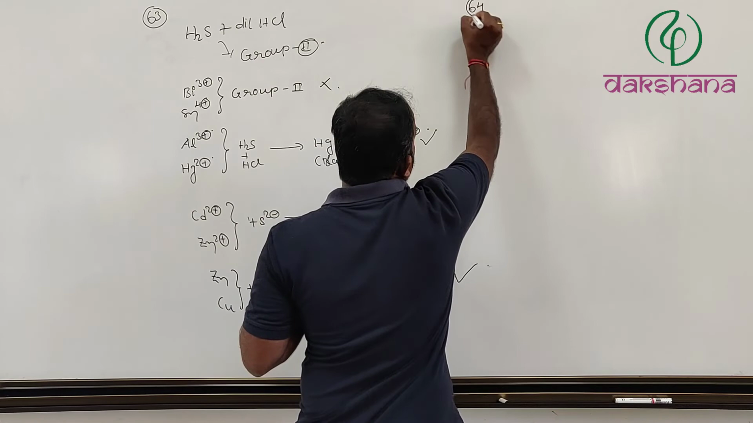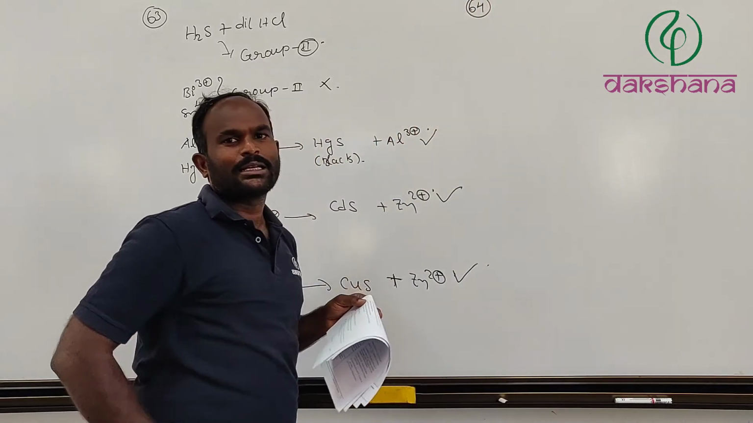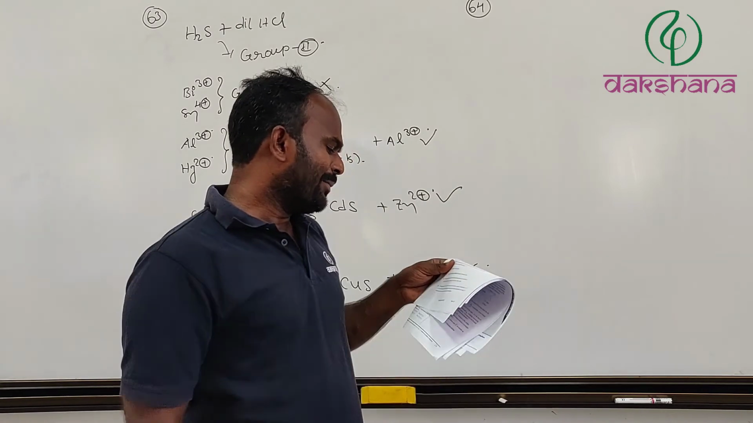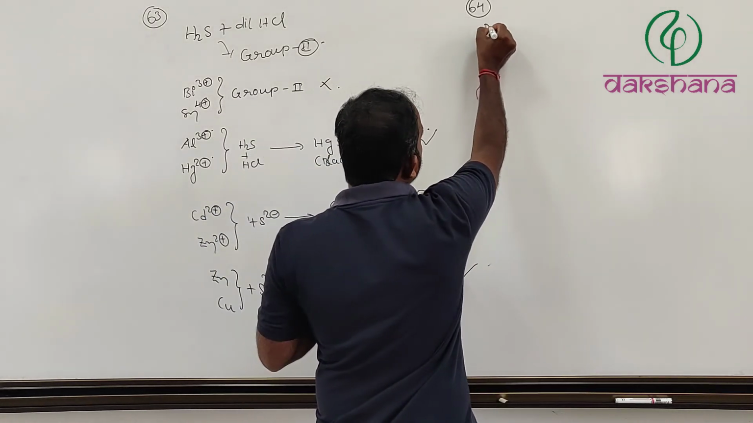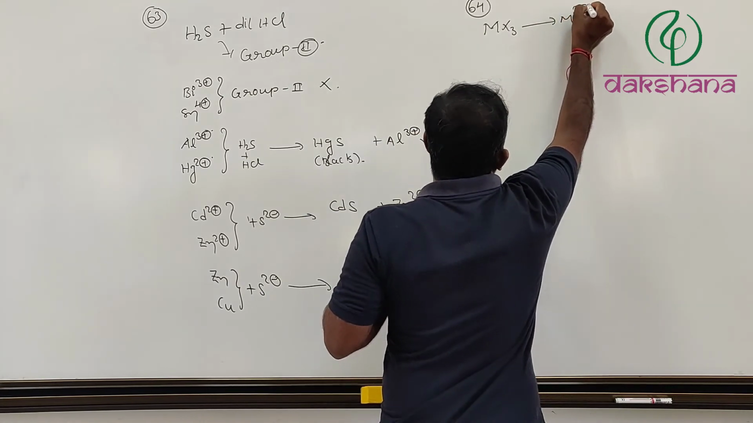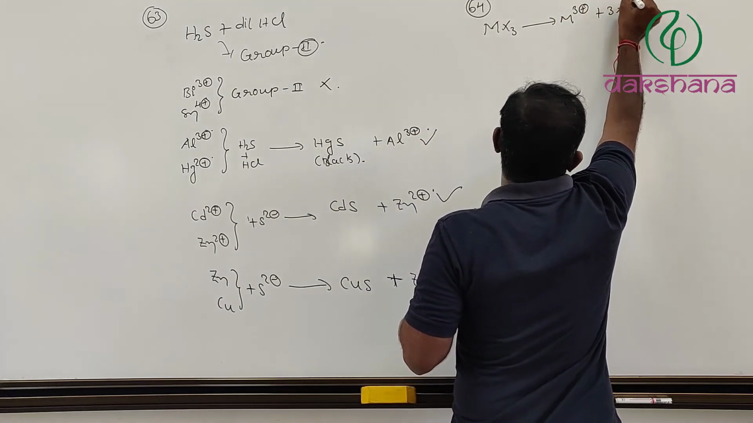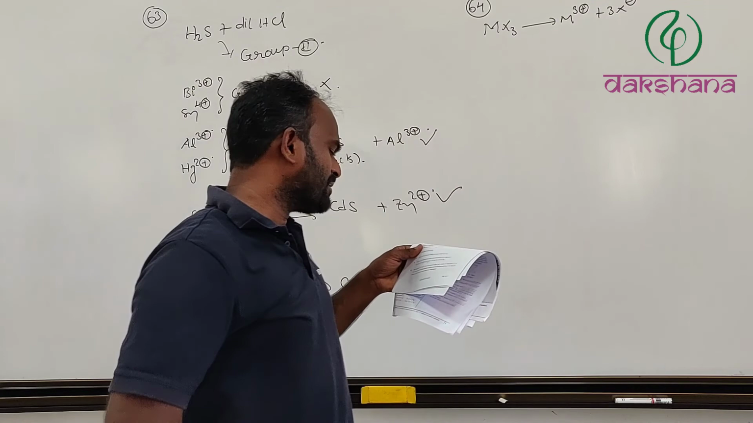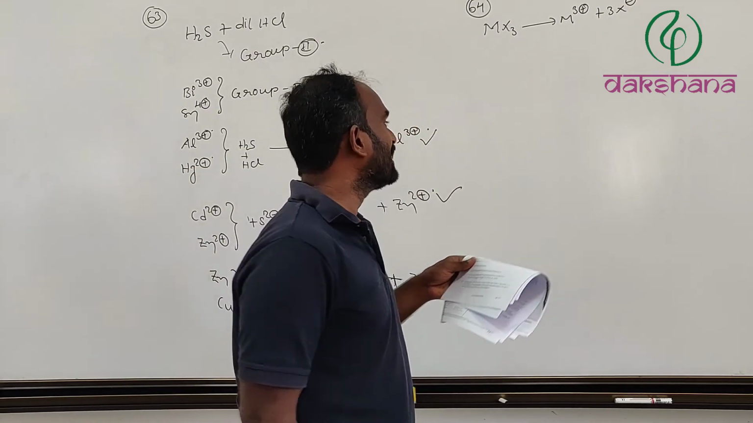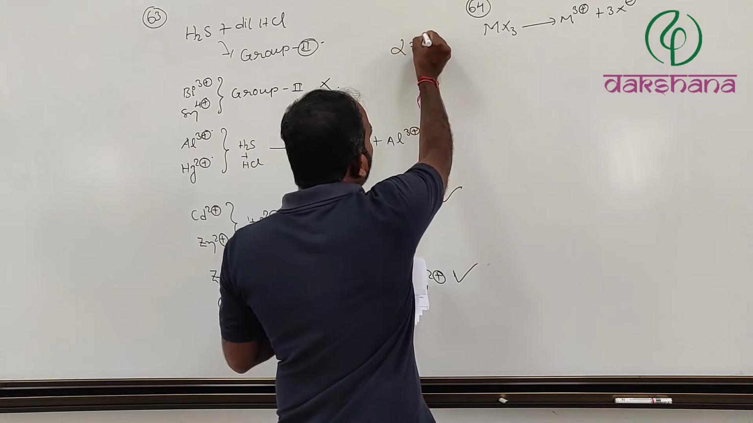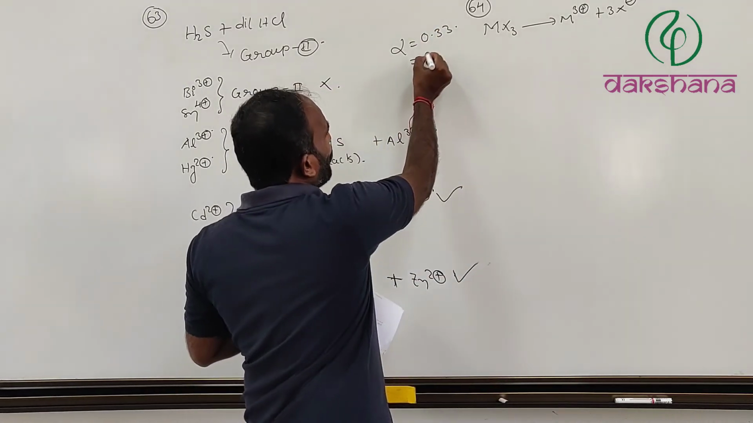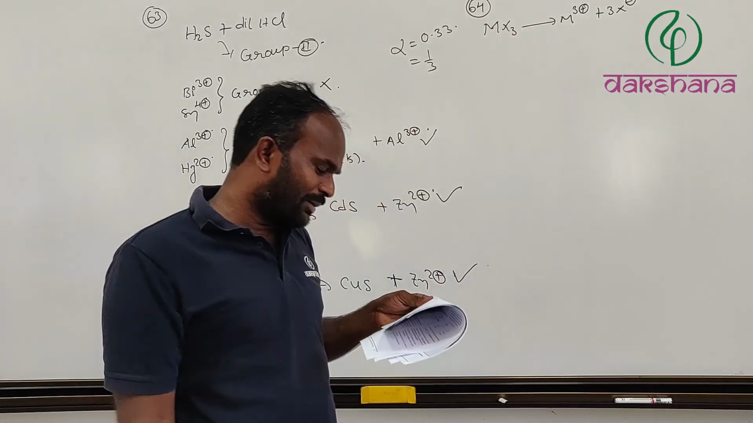Last and final one from this paper, which is question number 64. That will be MX3 dissociated into M3+ and 3X- in an aqueous solution with a degree of dissociation alpha, given that alpha is 0.33, which is nothing but 1 divided by 3. Let us consider 1 by 3.